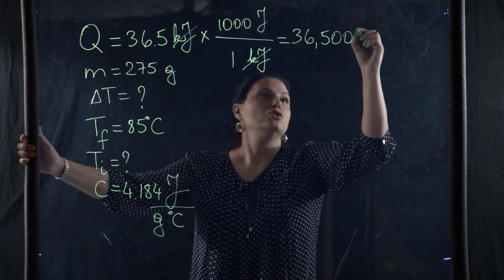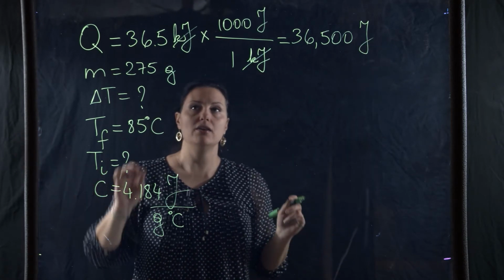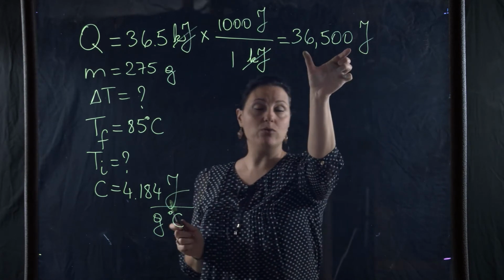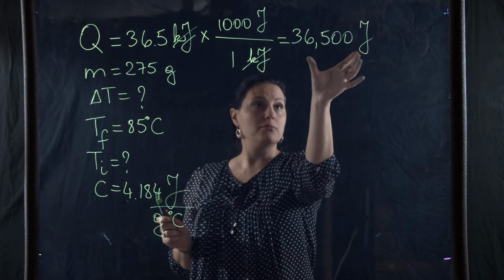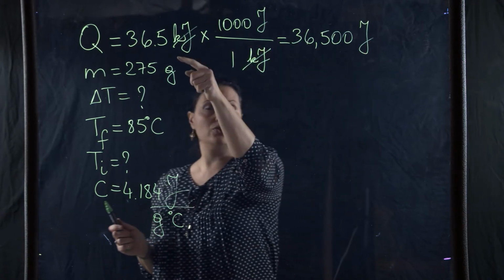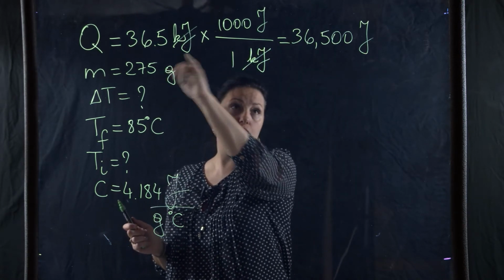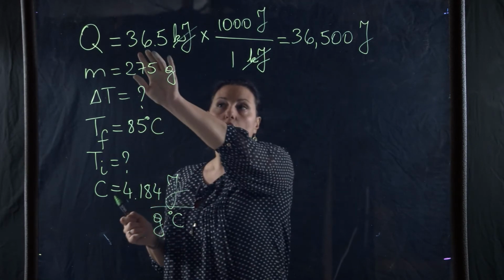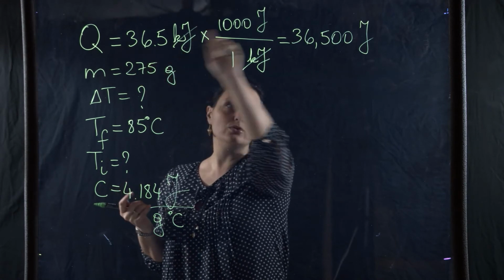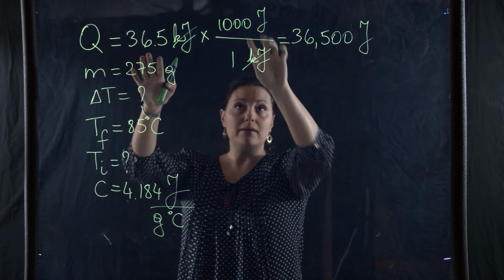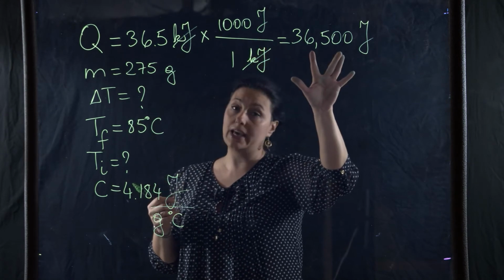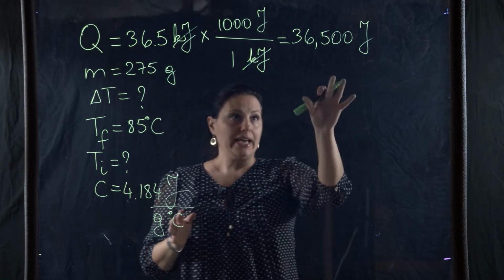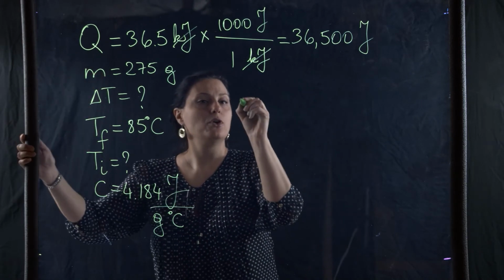36,500 joules. Once again, if you're going from a larger unit to a smaller unit, you multiply, so that will be a larger number. If you're going from a smaller unit like joules back to kilojoules, which is a larger unit, you divide, so that number is smaller. See the difference here? Going from the larger unit, the kilojoules, to the smaller unit, you multiply by the conversion factor, and typically these numbers are larger than what you start with. Now that I have done that, I can go ahead and write my formula.